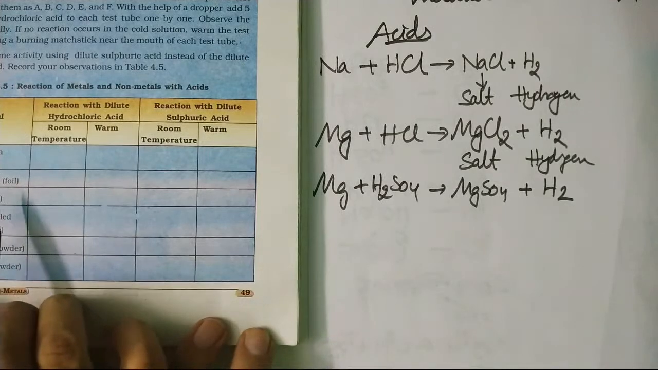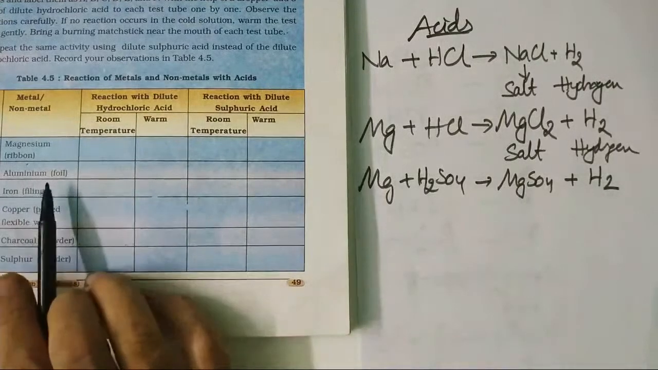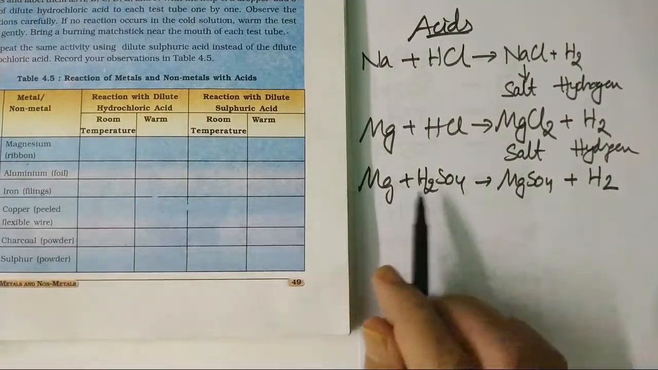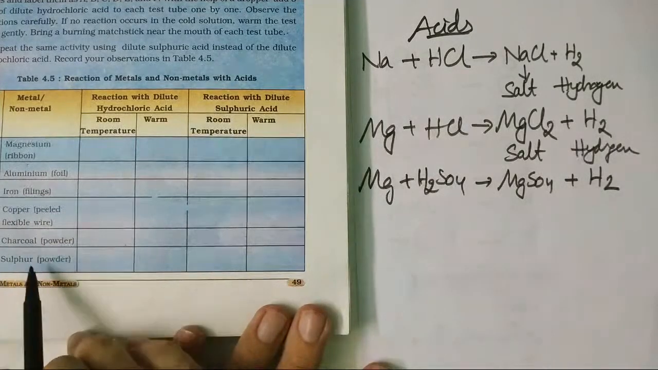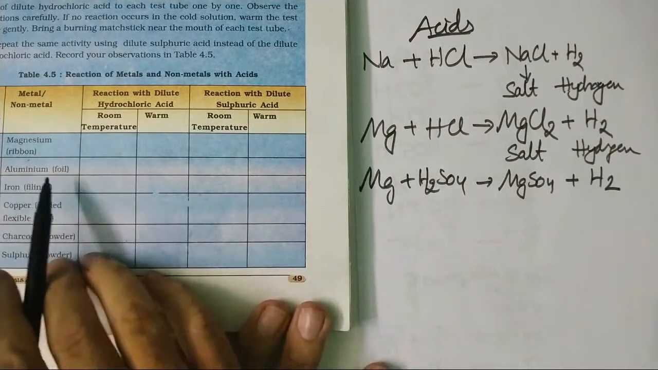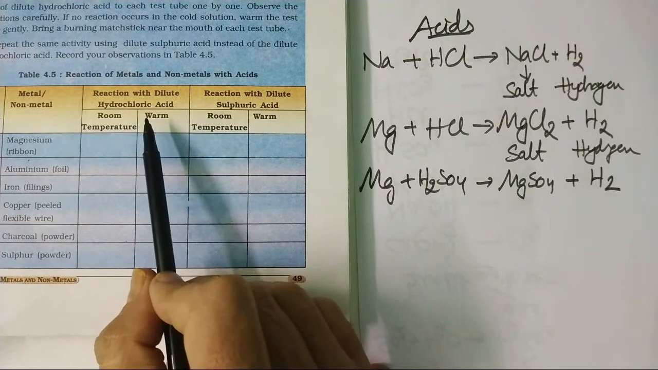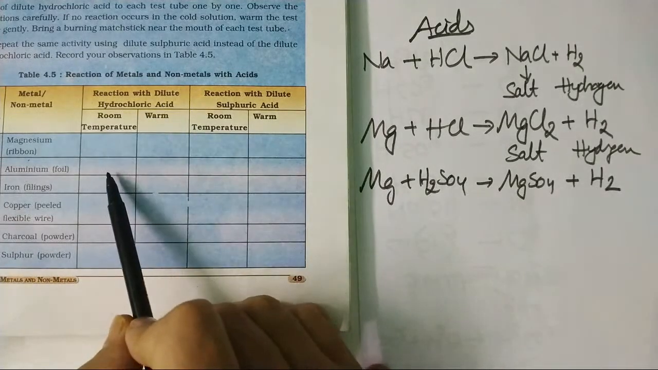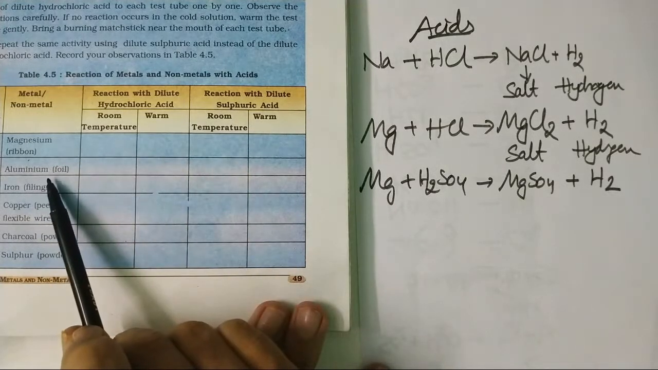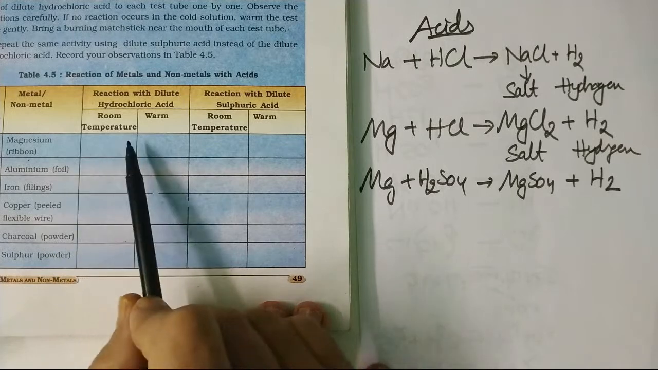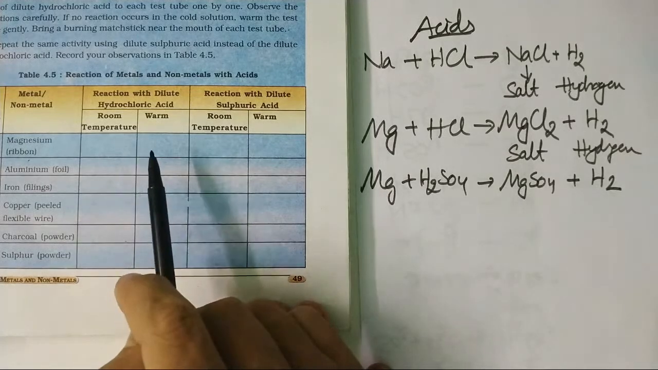Then the next one is aluminum. The example is an aluminum foil. How will aluminum react with sulfuric acid? How will iron react? How will copper react? How will charcoal and sulfur react? So metals behave differently. Some metals will react with dilute hydrochloric acid, some will react at room temperature, some will react at high temperature. They behave differently. Aluminum is a metal which will not react normally at room temperature. After some time it may react at high temperature.